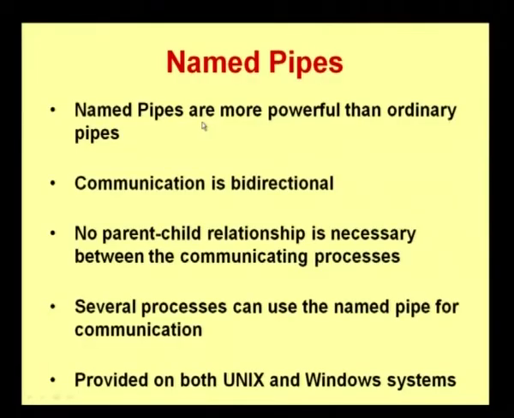So what happens is that from one end, if you are going to send a message and from the other end someone is going to receive, we will know who has sent it and who has received it. So that is the specialty of a named pipe. Named pipes are more powerful than ordinary pipes. Communication is bidirectional. No parent-child relationship is necessary between the communicating processes. Several processes can use the named pipe for communication.